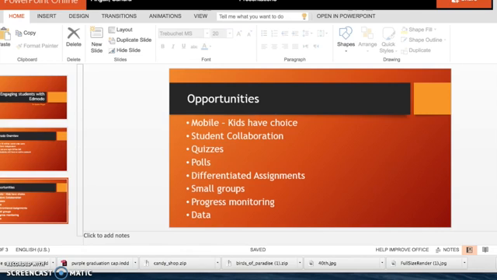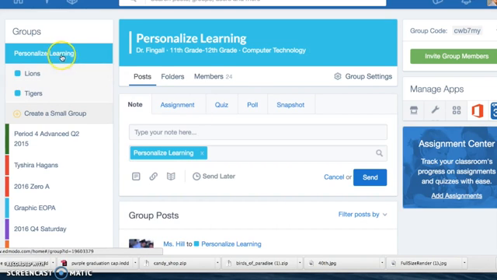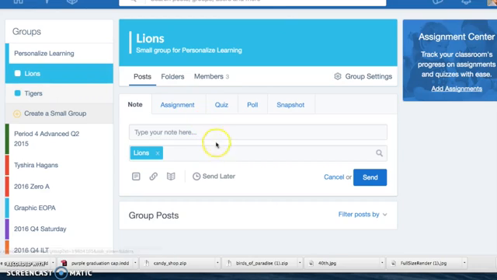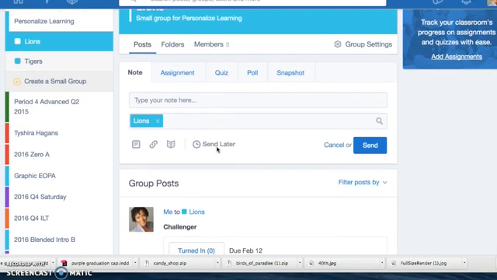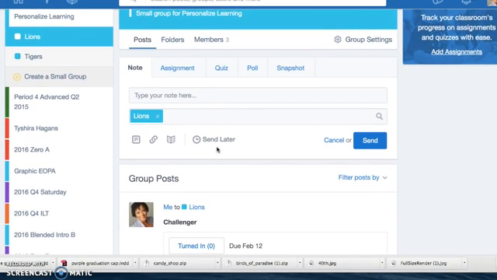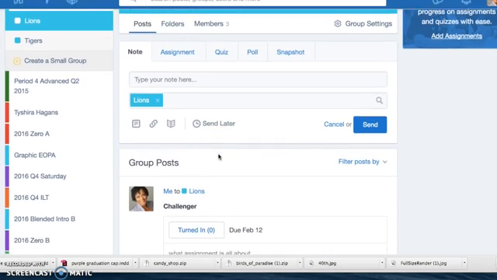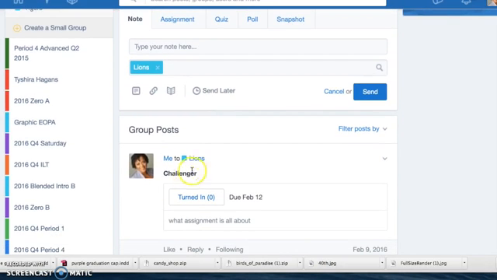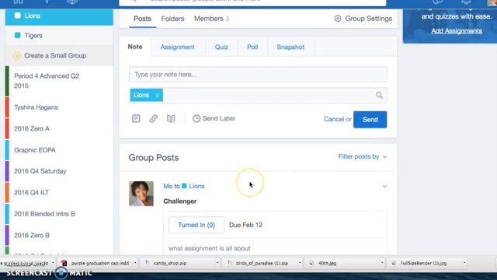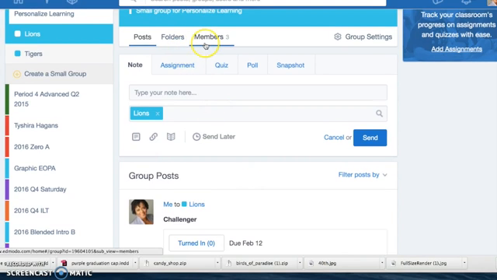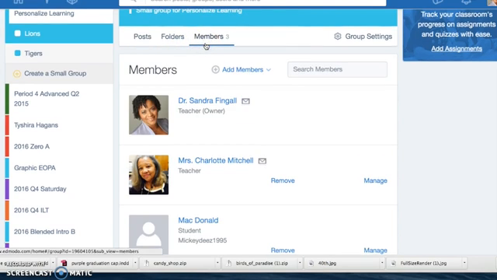So let's take a look at how that looks. We've created this group here called Personalized Learning, and I have two small groups in there, Lions and Tigers. So the Lions group, these are where we would house our students who are the higher achieving students. And we can place assignments here for them, such as this one, Challenger.